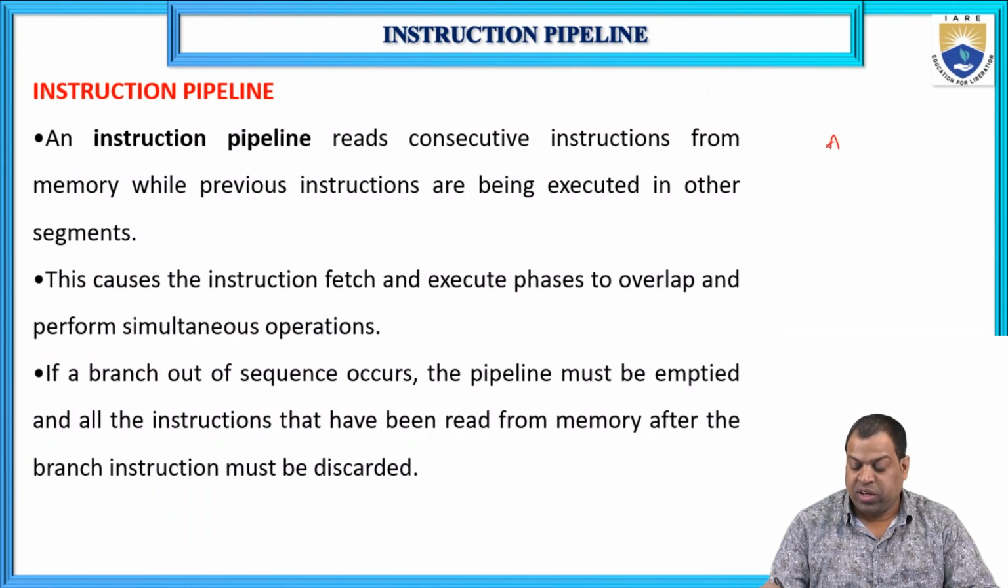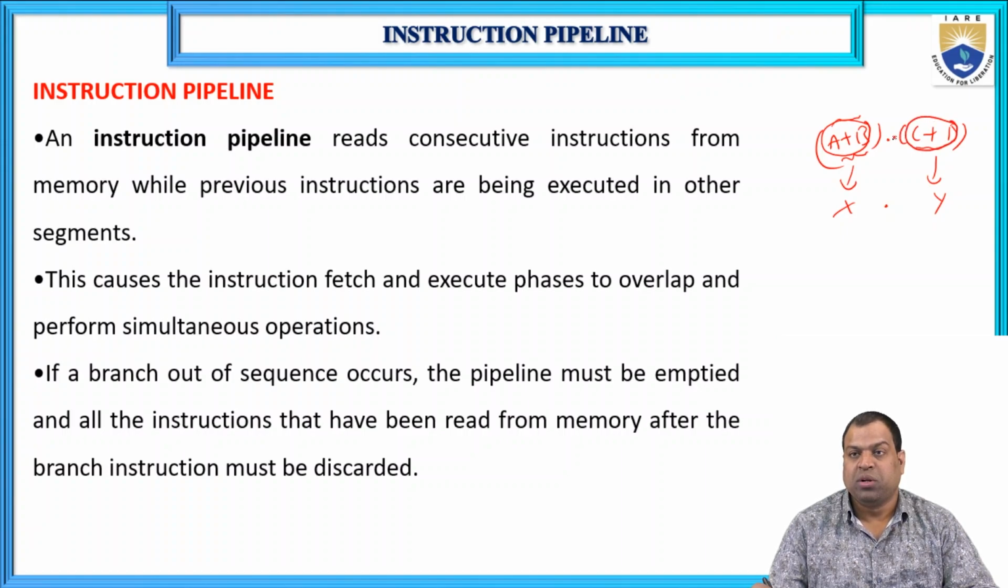So, if I am taking A plus B into C plus D, how many operations are there? Here, 2 operations. Suppose the A plus B output is X, and the C plus D output is Y. For example, we have to perform X into Y. So, only after getting the output of A plus B and the output of C plus D, we have to perform the multiplication.